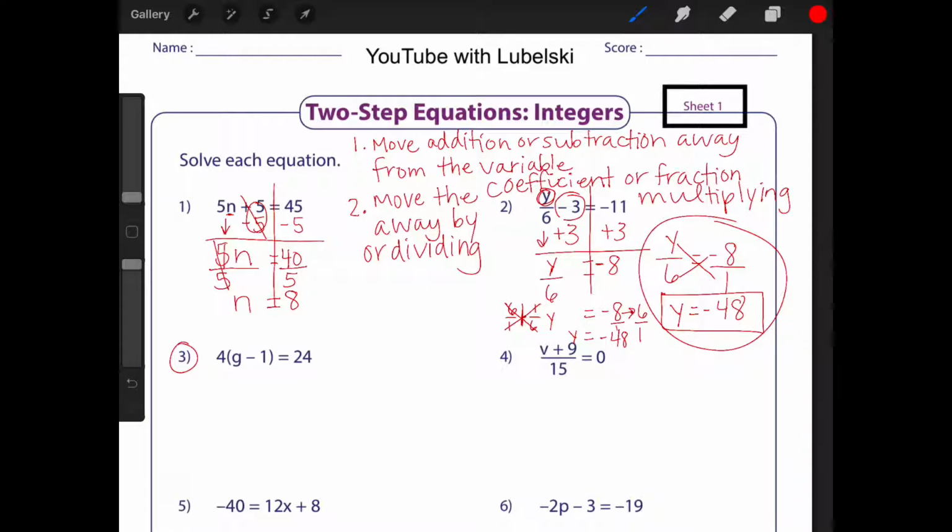Number 3 is a little bit unique because the first thing we need to do is distribute that 4 to get all my terms before I start moving anything. So 4 times g is 4g minus 4 times 1 is 4 equals 24.